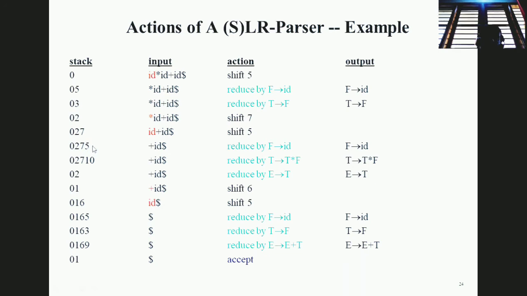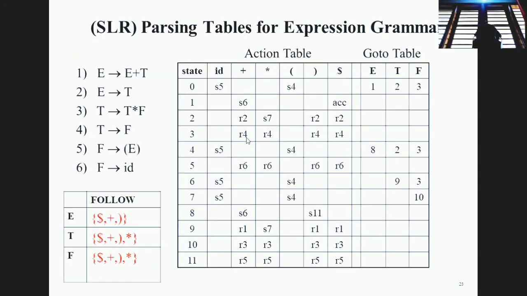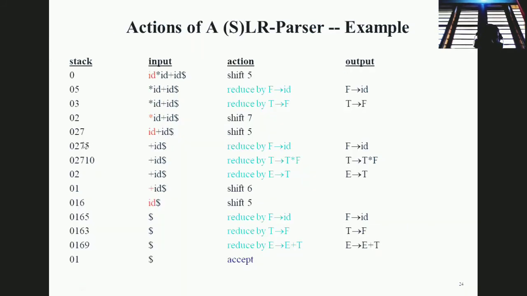Then I must look at the action part of the table. What is 5 on plus? 5 on plus is nothing but reduce to 6. So I must reduce F tends to ID. Then I'm supposed to pop one element from the stack. Out of this 0 2 7 5, I must pop 5. At the same time, I'm supposed to output F tends to ID.